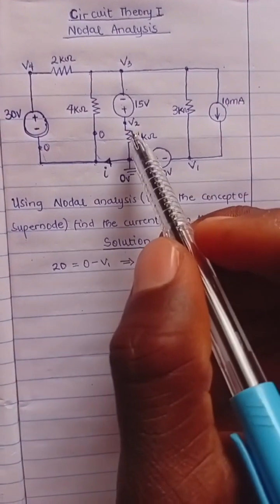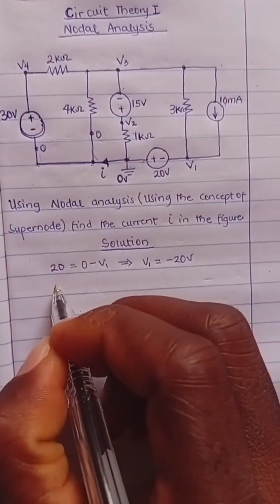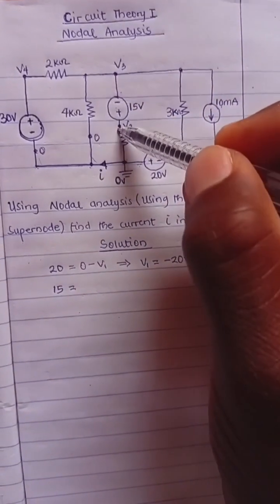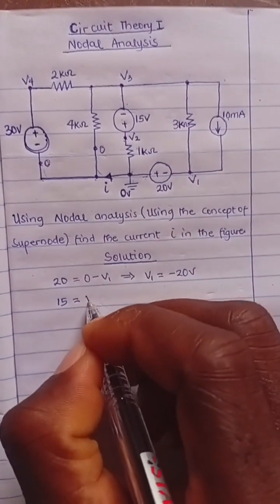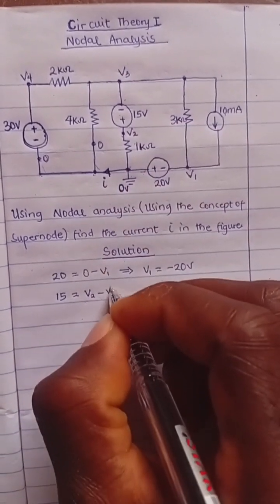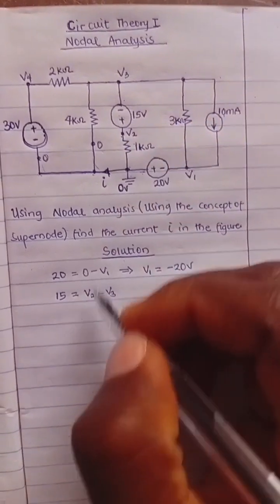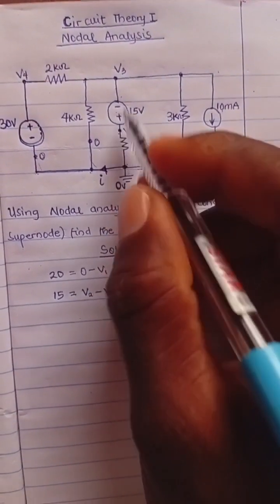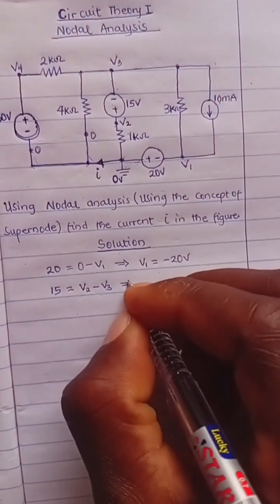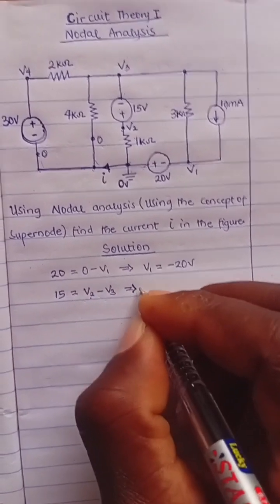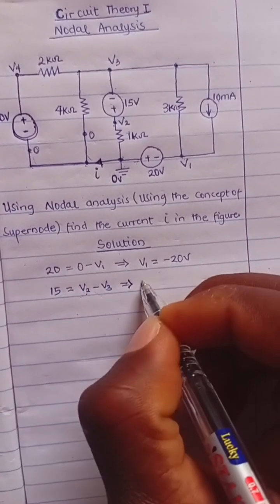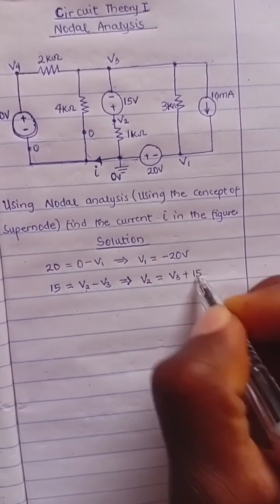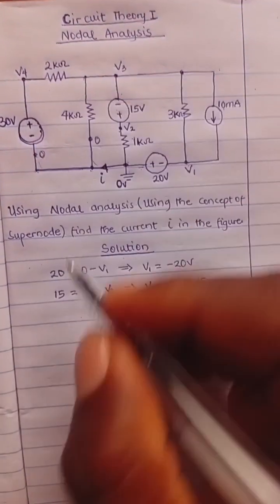Then the next thing is we want to look at this source here. That source is a 15 volt source. 15 volts is the same thing as the voltage at the positive side minus the voltage at the negative side. So that will be V2 minus V3, right? Because the voltage at the positive side is V2, that at the negative side is V3. If we want to express V2 in relation to V3, we make V2 the subject of the formula, and you end up with V3 plus 15 volts. So that's our V2.